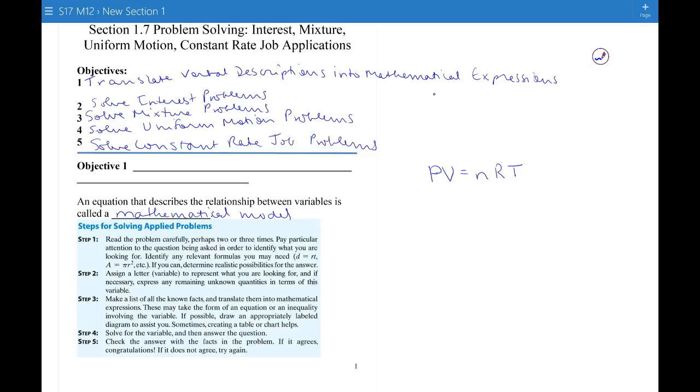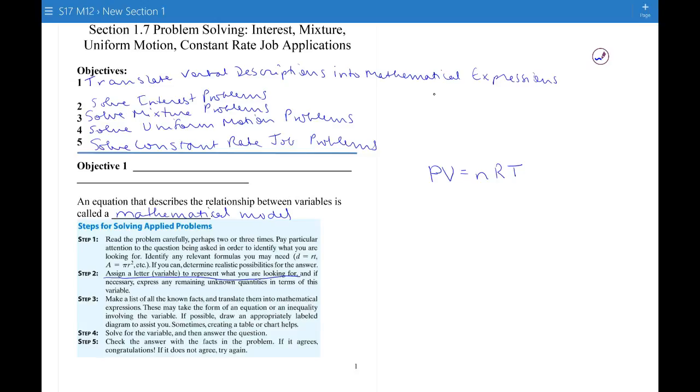And it seems to very closely model what we see in actual fact if we do experiments with gas and changing the pressure and the volume and the temperature. So what are the steps in solving applied problems? Read the problem carefully, and you may need to read it 2 or 3 times, sometimes even more than that. And maybe underline important words, and especially look for numbers. And then also be sure to look for the question word in a problem to figure out what the variable should stand for. So you need to assign a letter to represent what you're looking for.